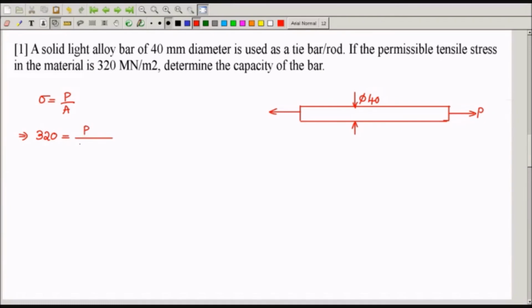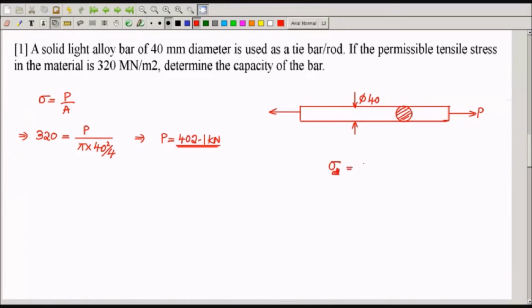Divided by the area. Area of cross section of this bar is pi d square by 4 because it is a circular cross section. Like this. So pi d square by 4 is the area there. And what is d? D is 40. So pi into 40 square by 4 is the area. When you solve this equation and find out P, you will get the capacity of the bar: 402.1 kilonewton. This is the answer you get.